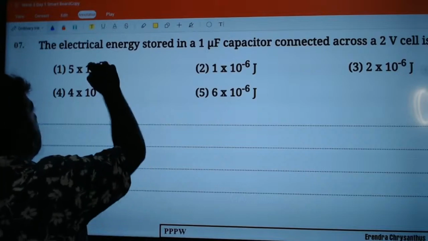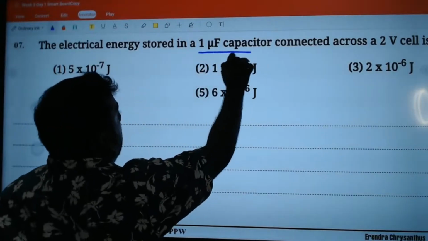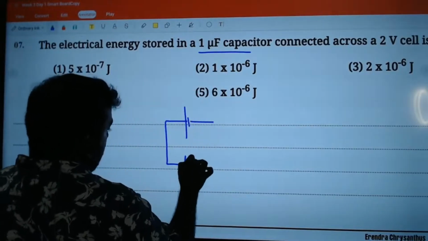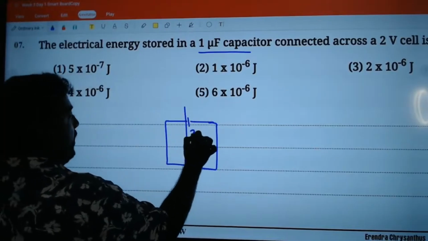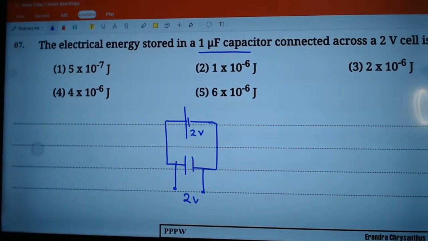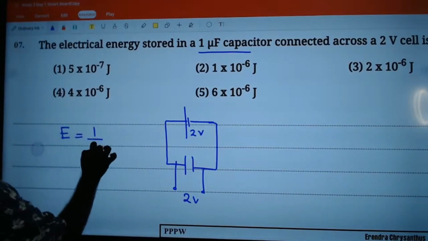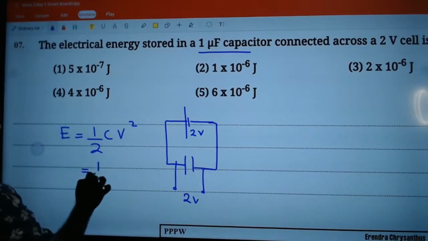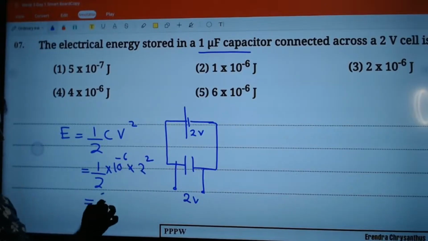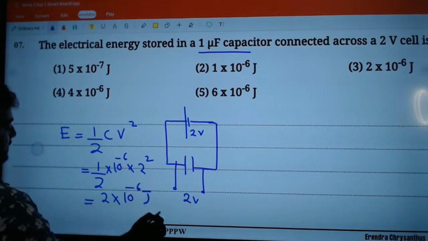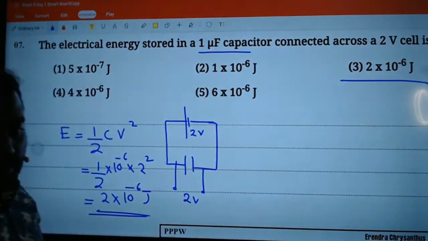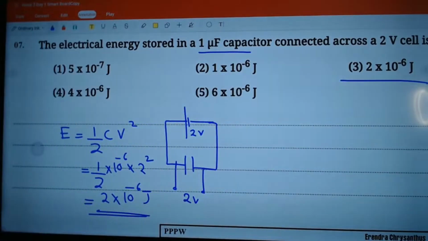The electrical energy stored in a 1 microfarad capacitor across a 2-volt cell. So there is a cell connected across a capacitor. So the complete voltage of the cell will be acting across the capacitor, no? So you can easily say the energy stored is equal to half CV squared. Half, capacitance is 1 microfarad, voltage is 2 squared. 2 × 10⁻⁶ joules. Correct answer is answer number 3.